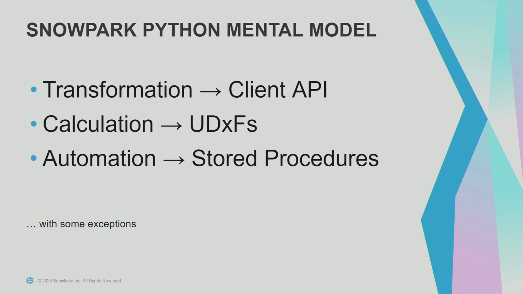This is the one I like to use to really distill it down to its simplest form. If you're transforming data in Snowflake in a SQL-like way or a DataFrame sort of way, you have columns and rows, and you're just doing standard SQL-type transformations against those. That's the client API. Transformation is the client API, the DataFrame API.